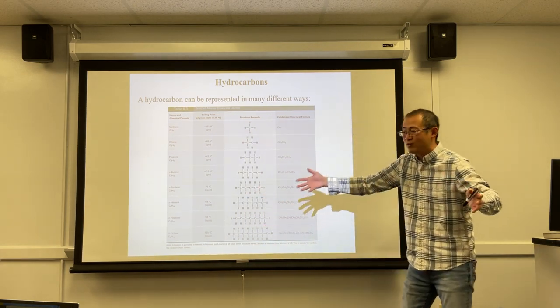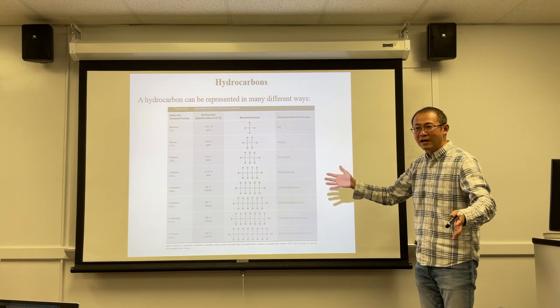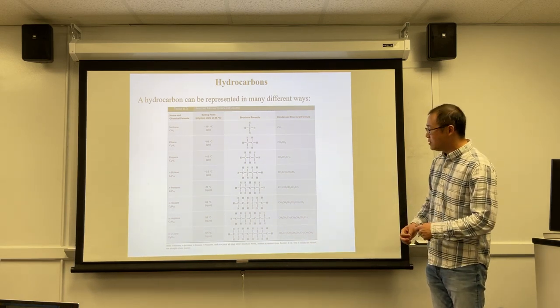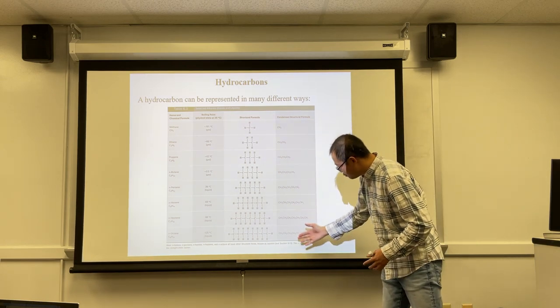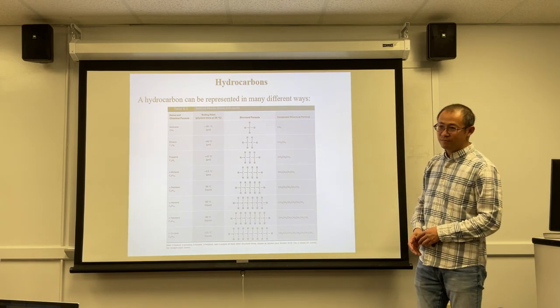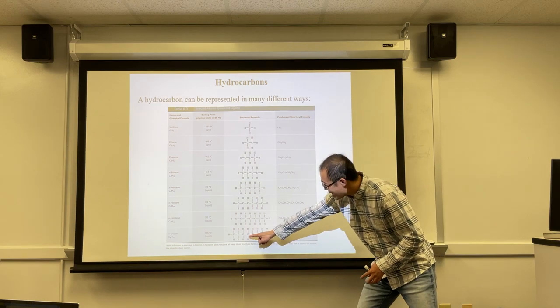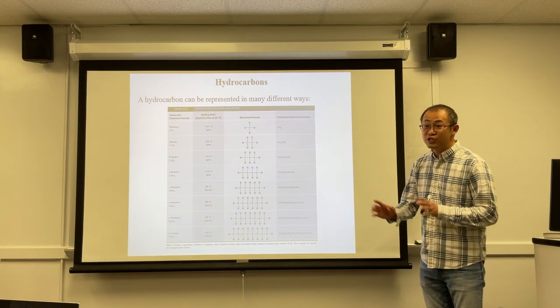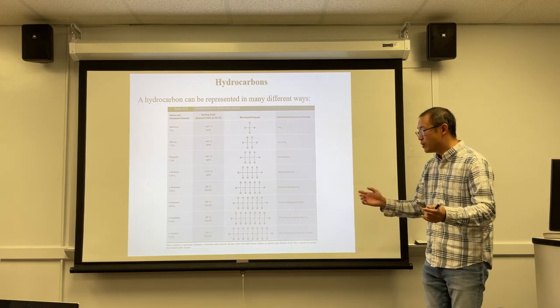If you have like 9 or 10 or 11, you're probably going to run out of space when you draw a structure. So in order to make it prettier, we also use condensed structures. By what? By taking away all the single bonds. We don't show the single bonds. We know the single bonds are there, we don't show them.